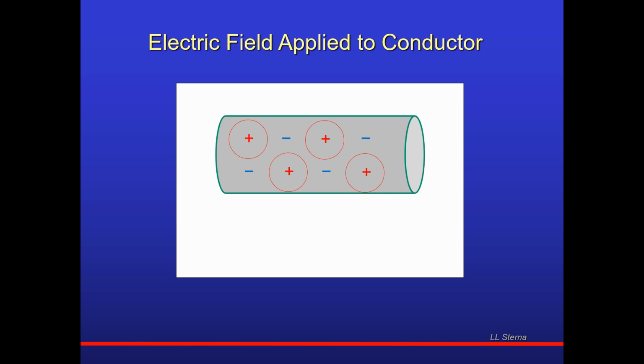What happens when you apply an electric field to a conductor? Let's first consider the structure of a typical metal. For example, copper. You start with copper atoms. Each atom is neutral.